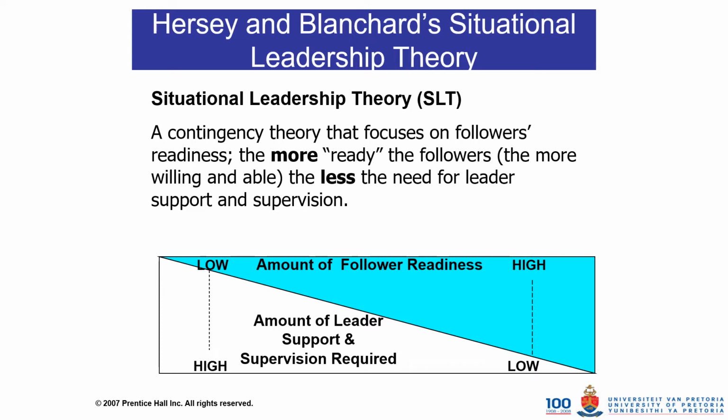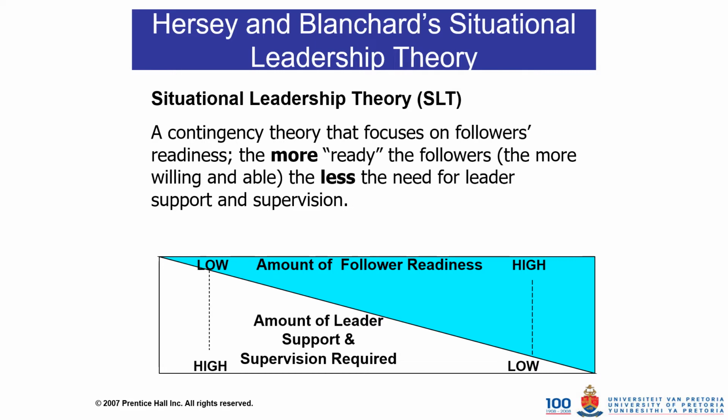Now if you look at the diagram there, in the blue section, the amount of follower readiness, that's the team readiness. So if the motivation is low and if the ability is low, then the input from the leader should be high. As the follower readiness changes, so that they become more motivated and more able, the leader should change the leadership style in order to adapt to the followers.